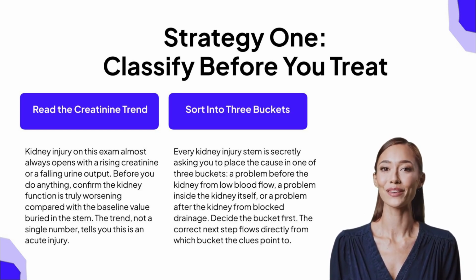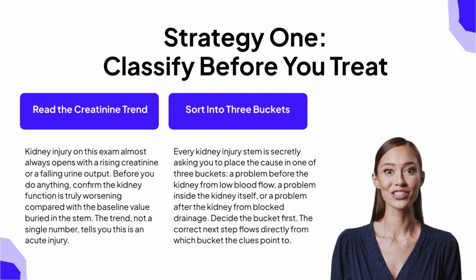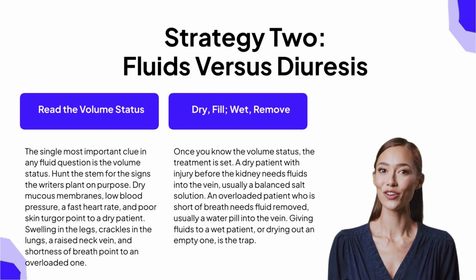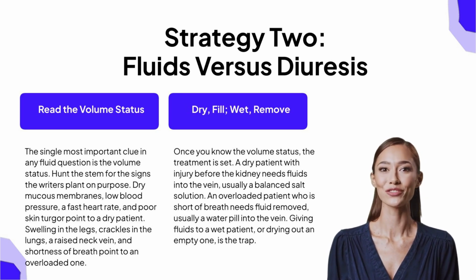Here is the key. The correct next step on the test flows directly from which bucket the clues point to, so always classify first and treat second. Strategy 2 is the choice between giving fluids and removing fluids, and this is where the test catches a lot of people. The whole decision turns on volume status, so read the stem for it first. The writers plant the clues on purpose.